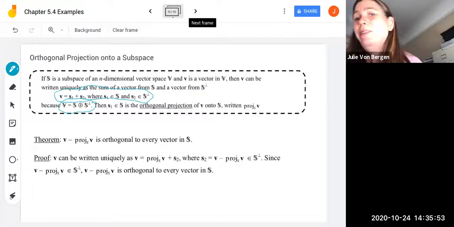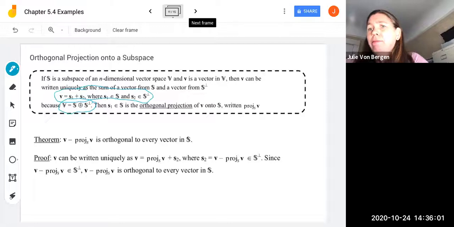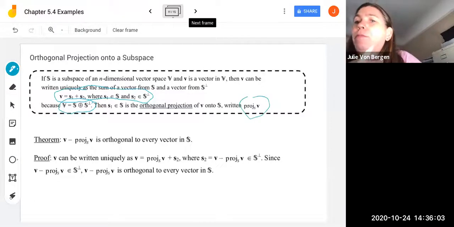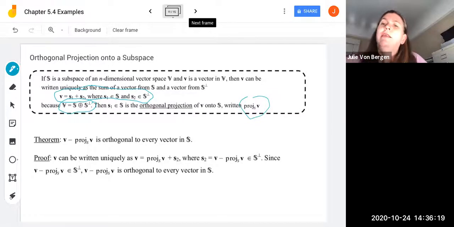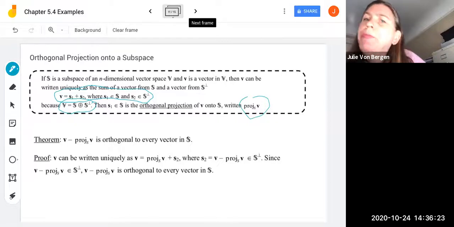So then we are able to say that s1 in S is the orthogonal projection of v onto S. And we're going to write that proj, short for projection, subscript S, of v. So we read that just like we did in the earlier part of chapter 2 as the orthogonal projection of v onto S, where the subscript is the space we're projecting onto, or the vector we're projecting onto.